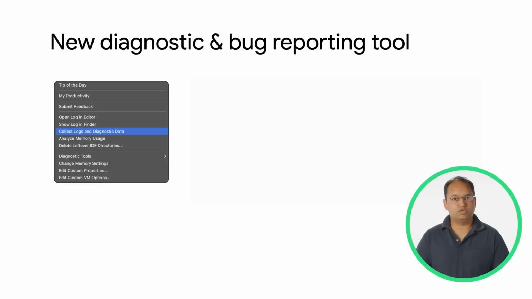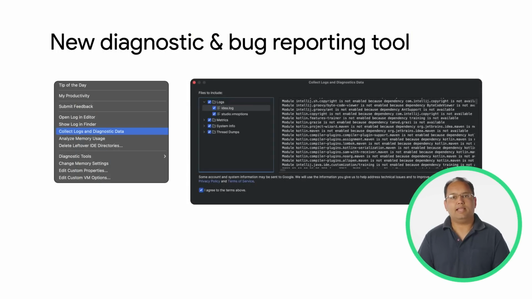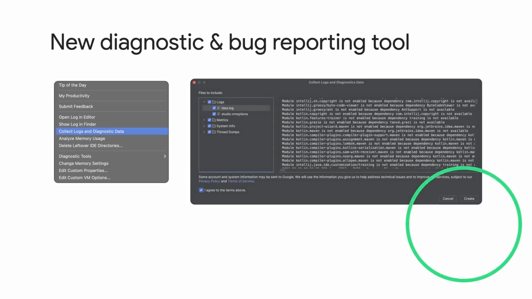And as you try the new UI, please provide us detailed feedback through a new diagnostic and bug reporting tool that makes it easier to report bugs with relevant log files already attached. To find the new bug reporting tool, go to the Help menu and select Collect Logs and Diagnostic Data.